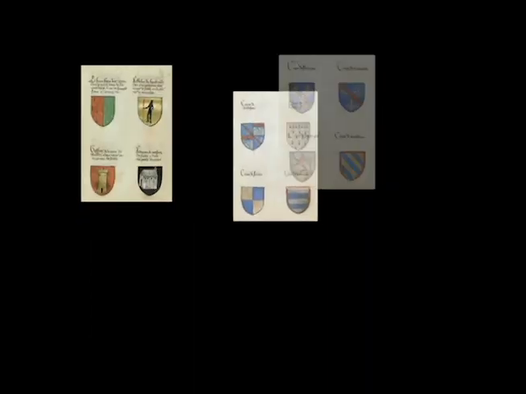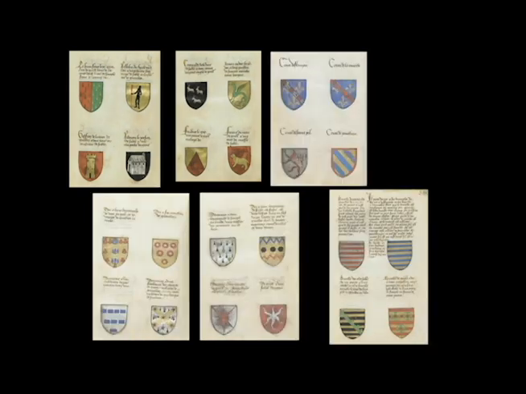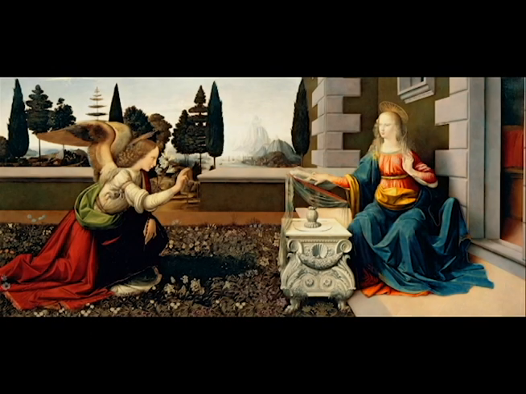Heraldry are symbols that identify royals. They include objects, architecture, plants, animals, shapes, and colors. For example, the colors of the monarchs of France are yellow and blue. As we can see in Leonardo da Vinci's painting, Mary the Virgin is wearing yellow and blue. Heraldry indicates that the Virgin Mary is an ancestor of the monarchs of France.